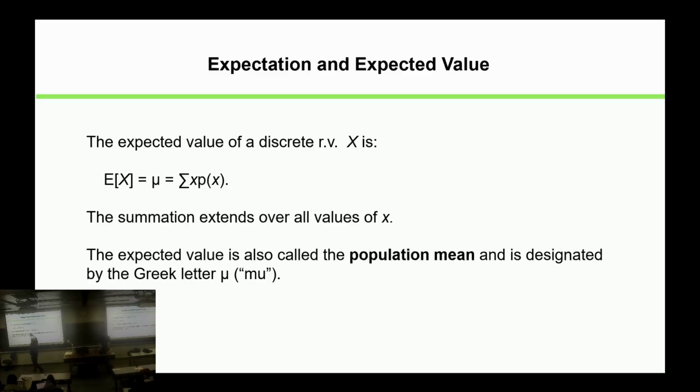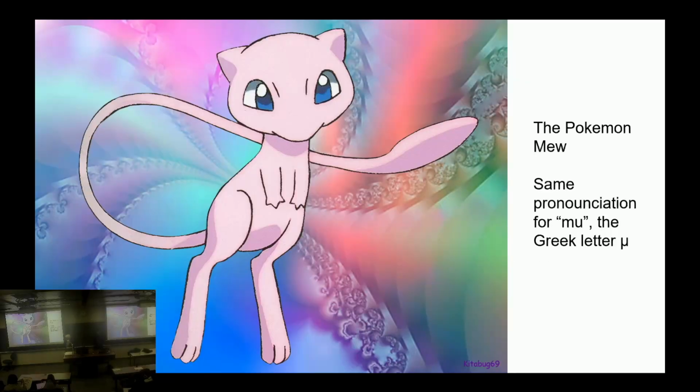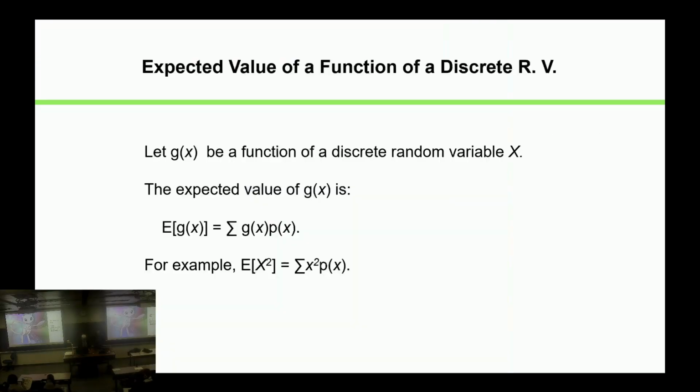The definition was simply that the expected value of x was the summation of x times p of x. And we designate this commonly in statistics with the Greek letter mu. It is the Greek letter mu, and just to attach it to something you will always remember, it has the same pronunciation as the Pokemon Mew. Not Mewtwo, Mew. Okay, so we got that down.